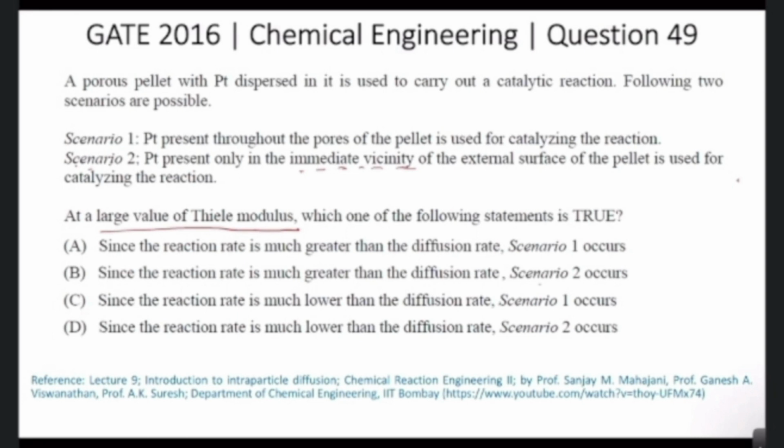So putting together everything, option B will be the right choice here, because as the Thiele modulus is very high, your reaction rate is much greater than the diffusion rate, and because of the explanation that I just mentioned, the platinum will be found only in the immediate vicinity of the external surface of the pellet. So your right option here is option B. Since the reaction rate is much greater than the diffusion rate, scenario 2 occurs.